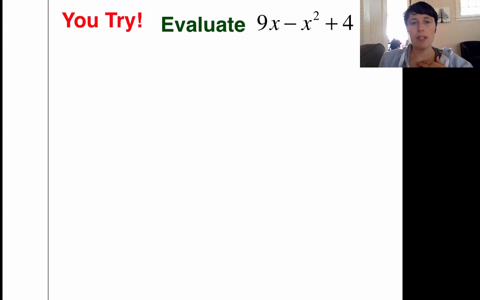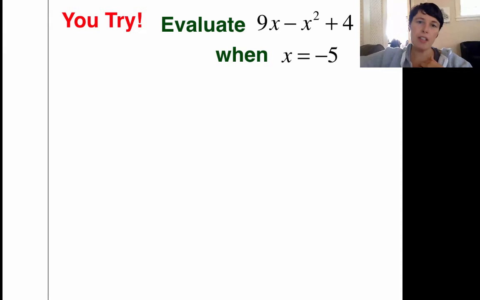Okay, so I want you to practice. I'm going to give you a you-try. Here are your directions. Can you evaluate 9x minus x squared plus 4 if or when x is equal to -5? So again, I want you to hit that pause button on your device, and I want you to try it by yourself and see if you can do this. Go ahead and give it a try.